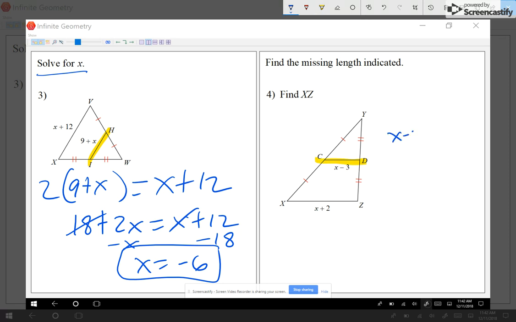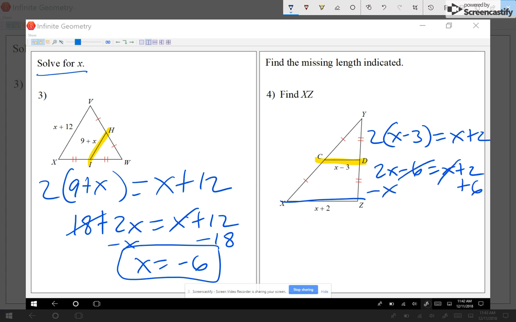Question number 4, there's my mid-segment. So I'm going to go x minus 3, all of it times 2, and it's equal to x plus 2, right? The base. The mid-segment times 2 equals the base. So I have 2x minus 6 equals x plus 2. I'm going to subtract an x. I'm going to add 6. So I get that x is equal to 8. The instructions here are to find XZ, x plus 2. So I'm going to call this 10.